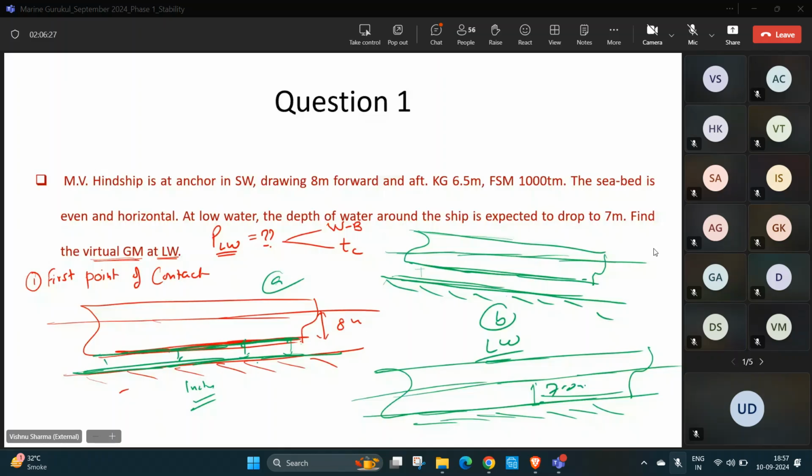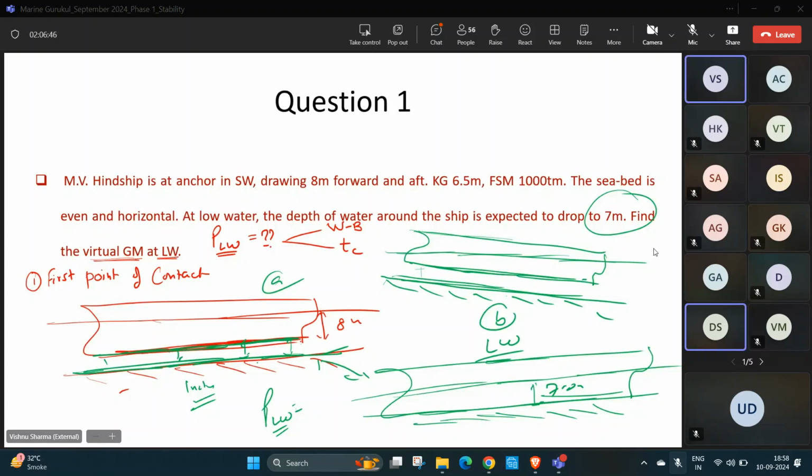Yes or no? Correct? Am I right? Now, if you look at these two diagrams, can I find P at low water? How can I find it at low water? Is there a change in trim that has taken place?